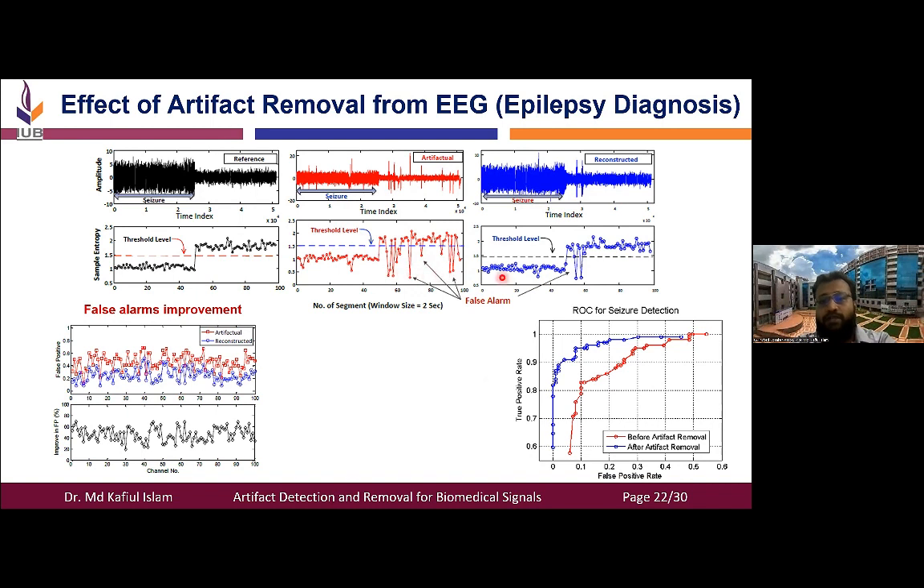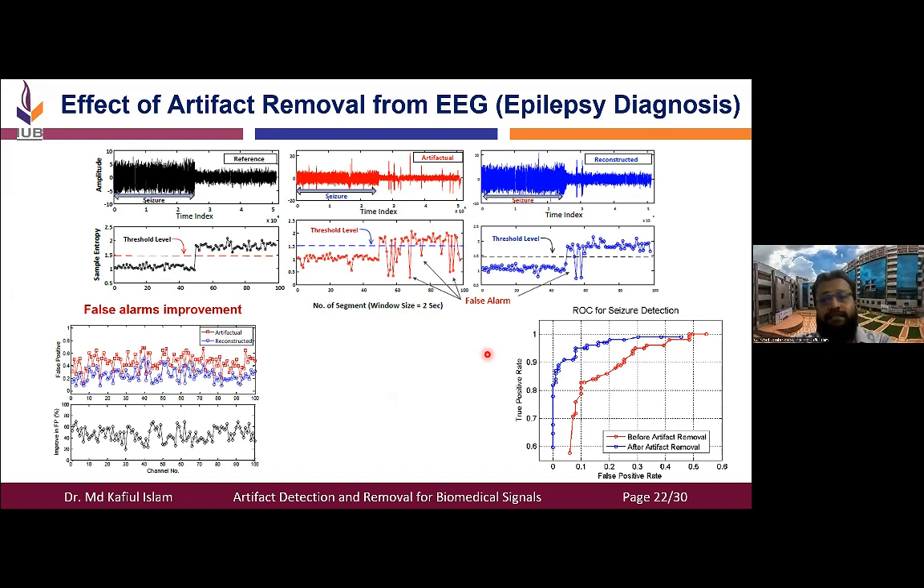Now there are only 2 false alarms. So you can improve the false alarm rate by as much as 40 to 50%. And your seizure detection also improves: the ROC curve, the receiver operating characteristics curve, also says that after artifact removal, your detection of epilepsy seizure has increased or has been better.